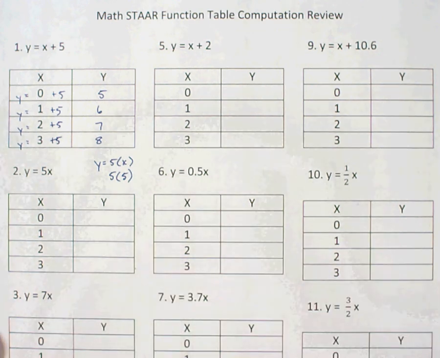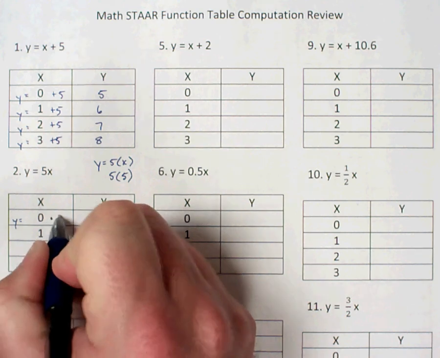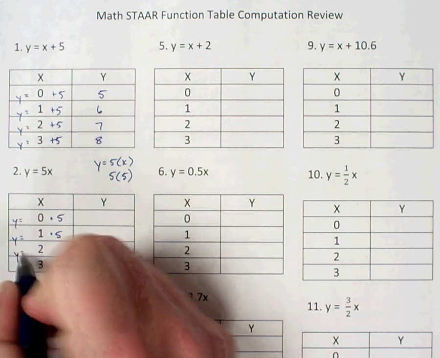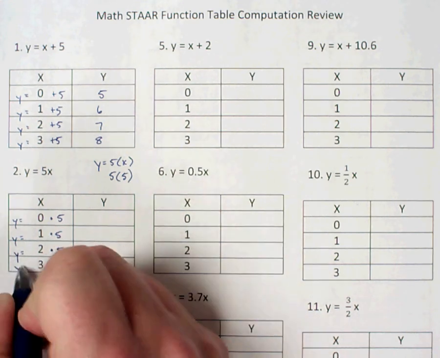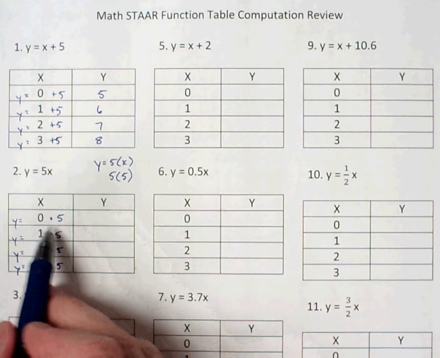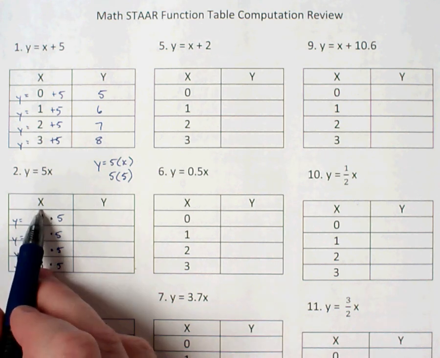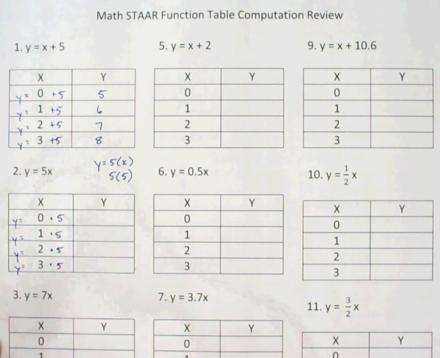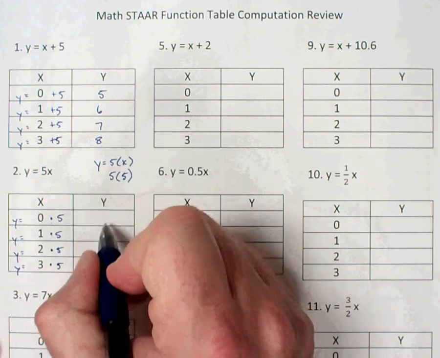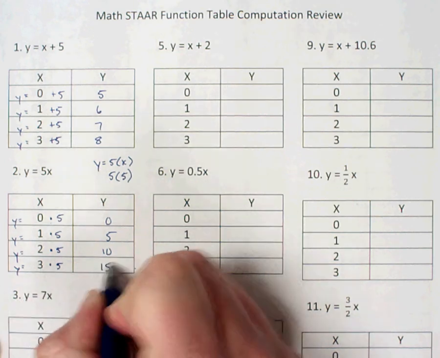For this one, our y is going to equal these numbers times 5. I'm using a dot instead of the x because, as you'll find when you get up into your higher level math where you're using variables, you're going to see the dot in place of your multiplication symbol. We do this because the multiplication symbol looks a whole lot like an x, and we don't want to get those two things confused. So for my first one, 0 times 5 is 0, 1 times 5 is 5, 2 times 5 is 10, 3 times 5 is 15.